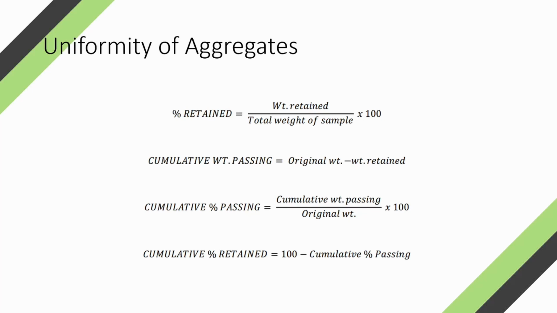Next is the cumulative weight passing. So, original weight minus the retained weight. Then the cumulative percentage passing is the cumulative weight passing over the original weight times 100%. And then the cumulative percentage retained is 100 minus the cumulative percentage passing. So, the table can be made as in the earlier part of our video.